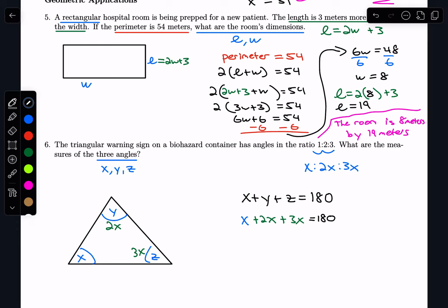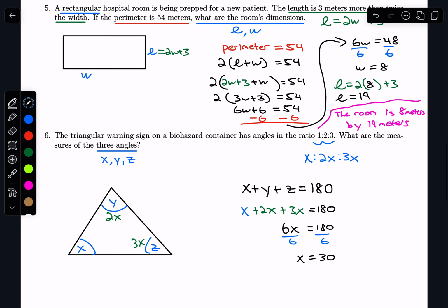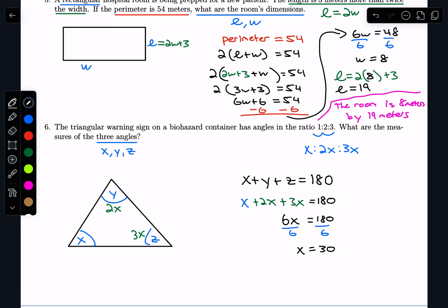Now solving becomes not bad at all. Those combine to give us 6x on the left equals 180. If we divide both sides by 6, we end up with x is equal to 30. What this tells me is that my first angle is 30 degrees. But we don't just want the first angle, we want all three angles. So we go back to our ratio, which gave us this x, 2x, 3x situation. If x is 30, then 2x is 2 times 30, which is 60, and 3x is 3 times 30, which is going to be 90.